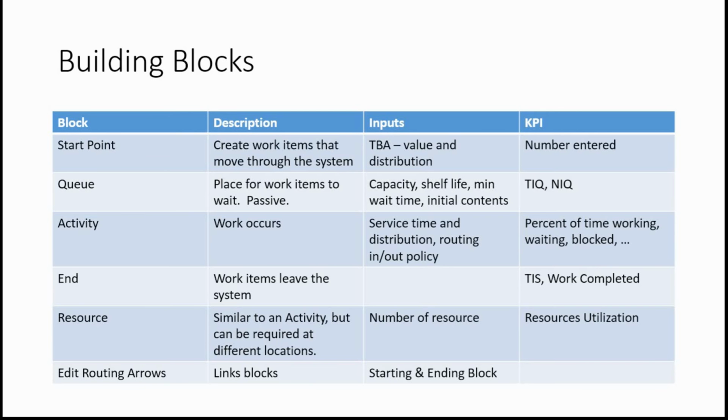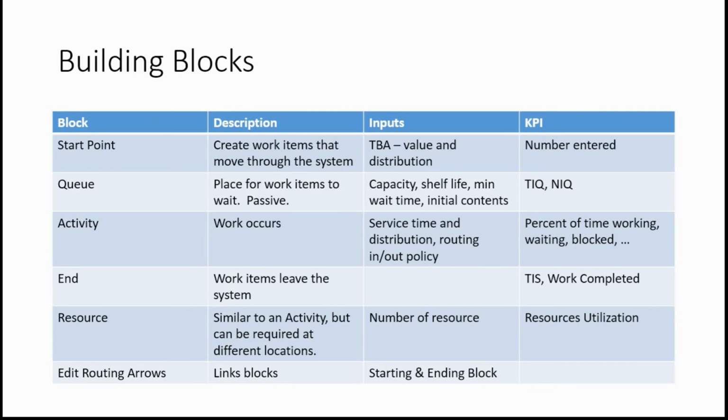And then end is where items leave our system, where we no longer are interested in what they're doing. We don't want our model maintaining all of these different entities, which may be hundreds of thousands of entities that we're managing. The easiest way is just to get rid of them once we've done what we needed them to do. The metrics that we will gather from an end block are the time in system and the number of work completed.